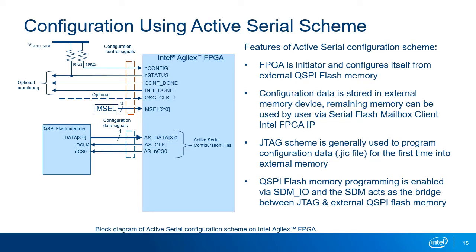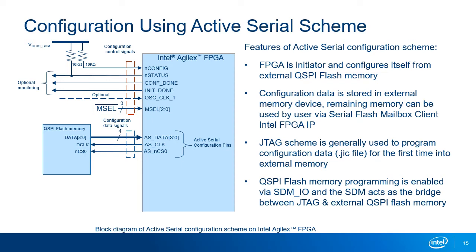Here we can see a block diagram of the active serial configuration scheme for Intel Agilex devices. The nCONFIG pin is tied high via VCCIO_SDM. Connecting nCONFIG to VCCIO_SDM ensures that the FPGA automatically initiates configuration after all power supplies to the device reach the operating voltage and the power-up sequence is followed. The nSTATUS, CONF_DONE, and INIT_DONE signals can be monitored to determine the configuration status or can be left open.